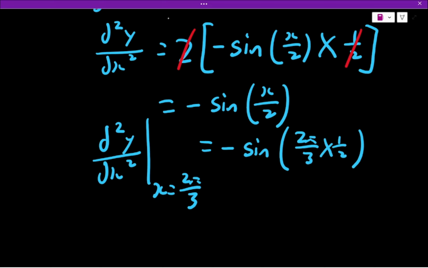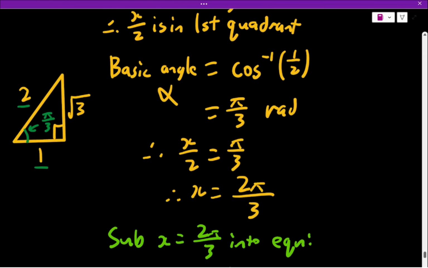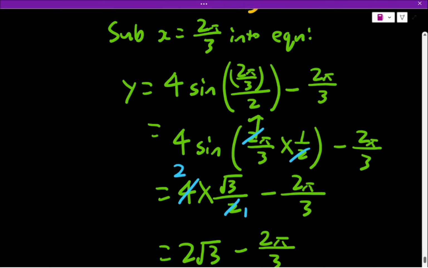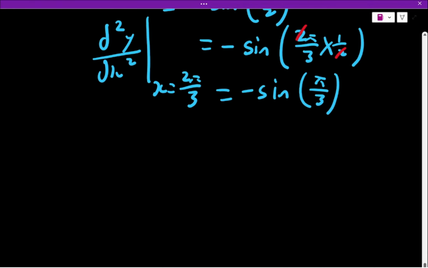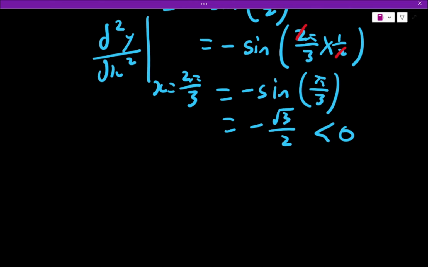See that the numerator and denominator have a 2. So it's just asking for the negative sine of pi over 3. Negative sine of pi over 3, as we have mentioned, is going to be root 3 over 2. So what we get is equal to negative root 3 over 2. This is less than 0. This means that the value of the derivative is decreasing.